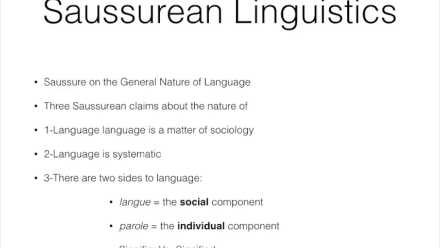Saussure on the general nature of language. He advocated a number of principles. So language is a matter of sociology. He was referring to the fact that there is some combination between society and language, and that's why he came up with langue, which is abstract and exists in the mind, and then parole, the performance, what we say to each other. What I say to you, what I say to my friend is different from what I say to my father or my mother. So there is a reference to the relationship between society, sociology, and language.